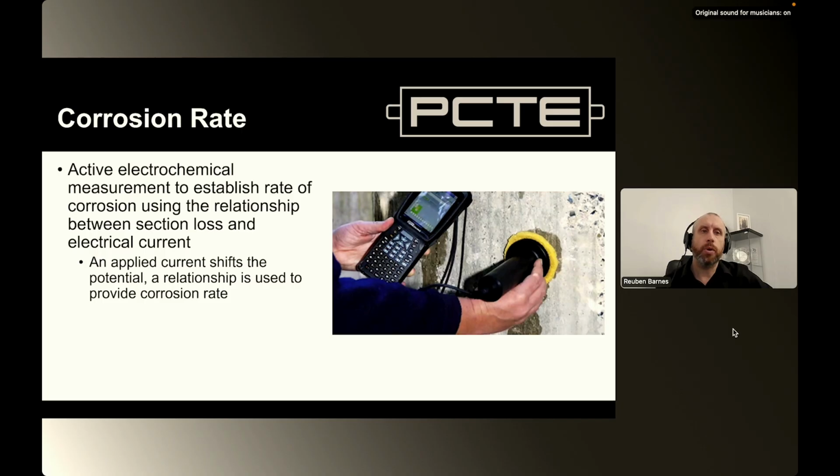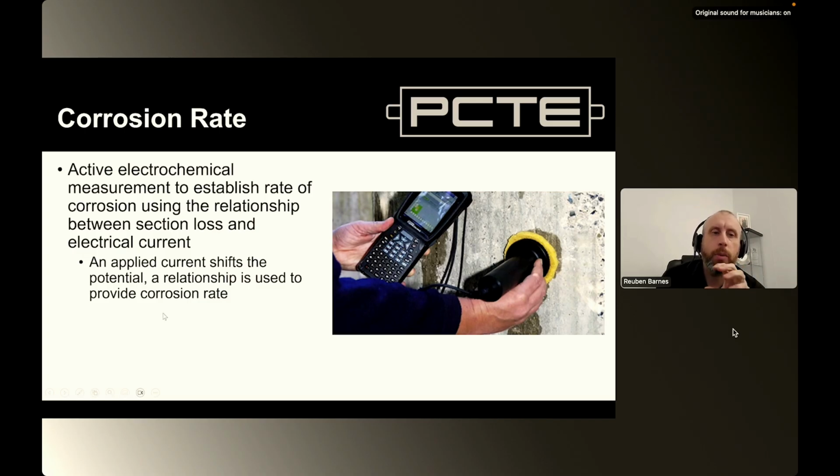The next thing that we'll talk about is corrosion rates. We do have devices that will measure corrosion rate or estimate corrosion rate, I think. In particular, this particular method is specific to this Corrosion Map.